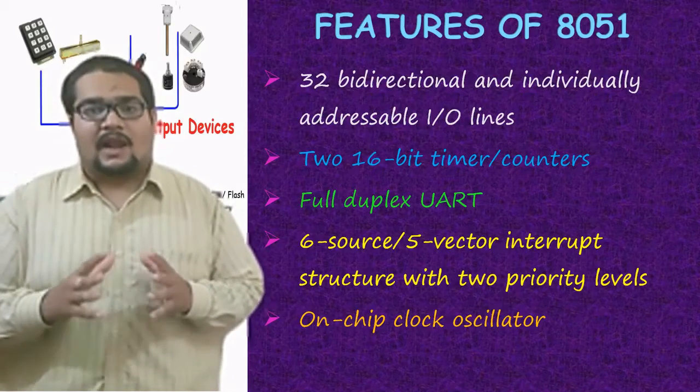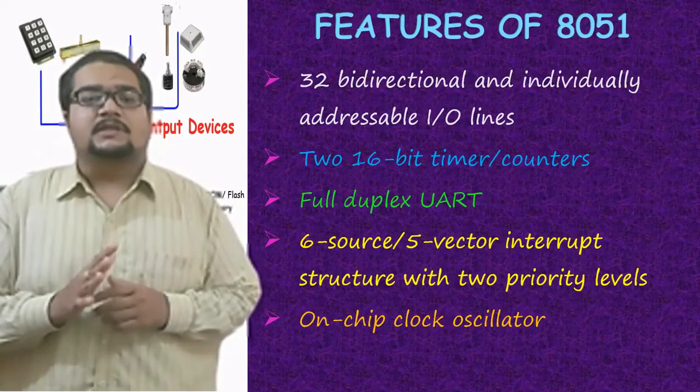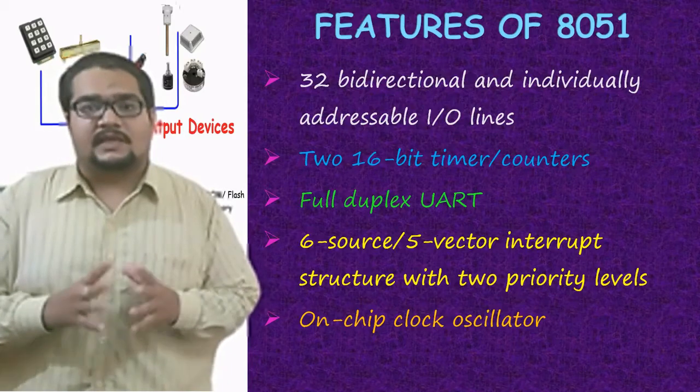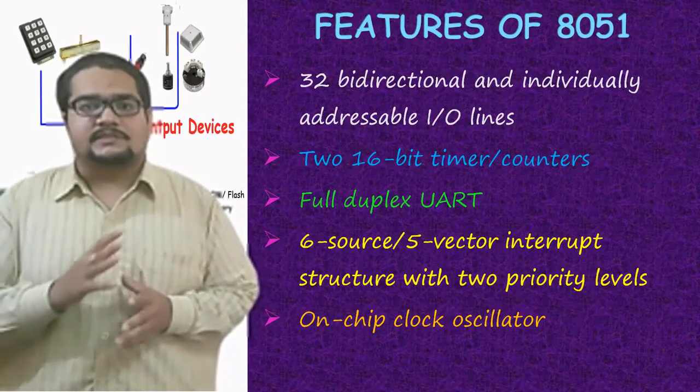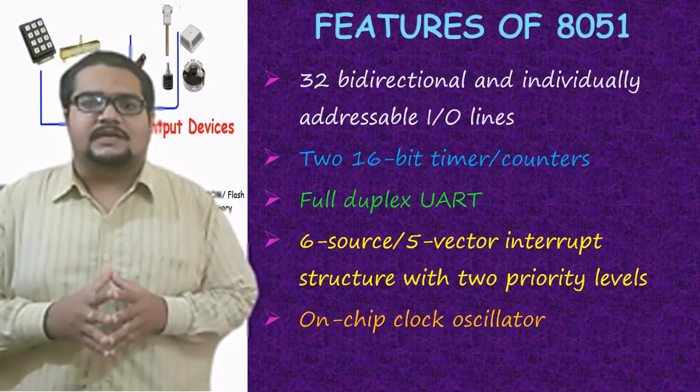Next, about the interrupts in 8051, we have a total of 6 sources of interrupt, and these 6 sources make up 5 types of interrupts. What are these 5 types of interrupts, and why this difference? 6 sources are there, but 5 interrupts. It will also be stressed and discussed later.